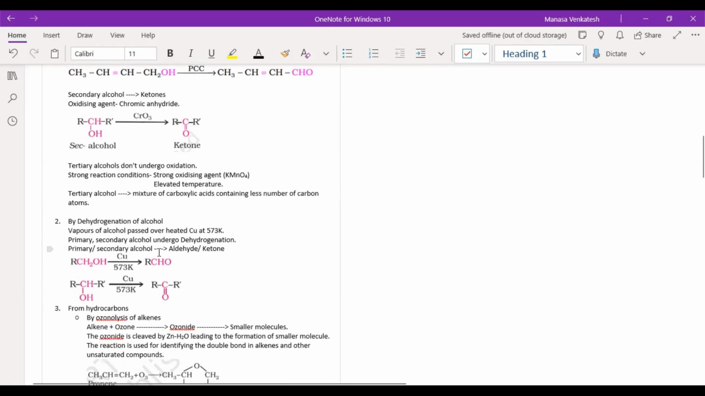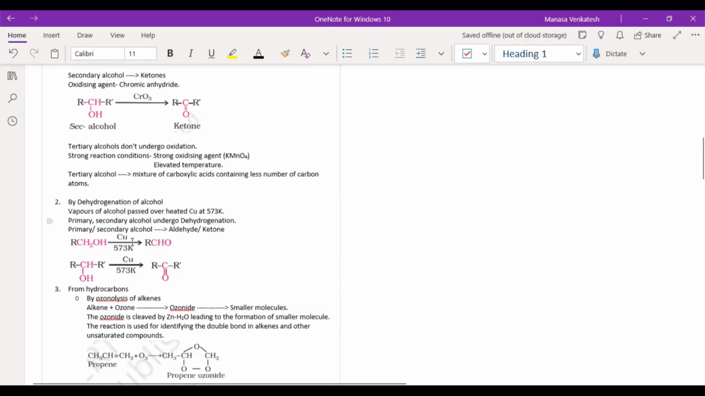Next is dehydrogenation of alcohol. So when you have the reaction with metals, primary and secondary alcohols undergo dehydrogenation. And like in the previous case, primary alcohols are forming an aldehyde, whereas a secondary alcohol is forming a ketone. Notice there is, to an extent, a lot of similarity between these two.